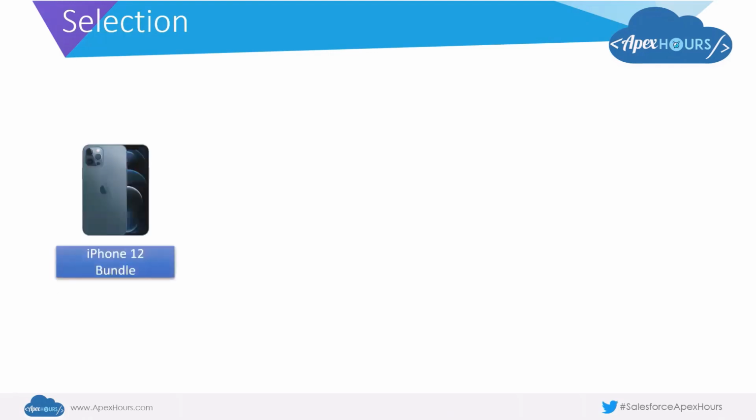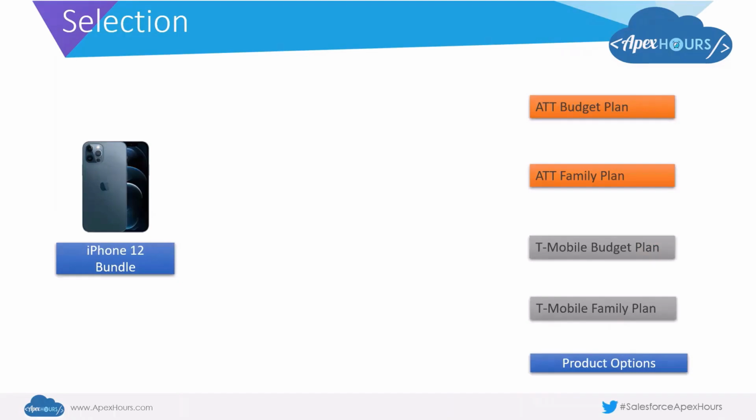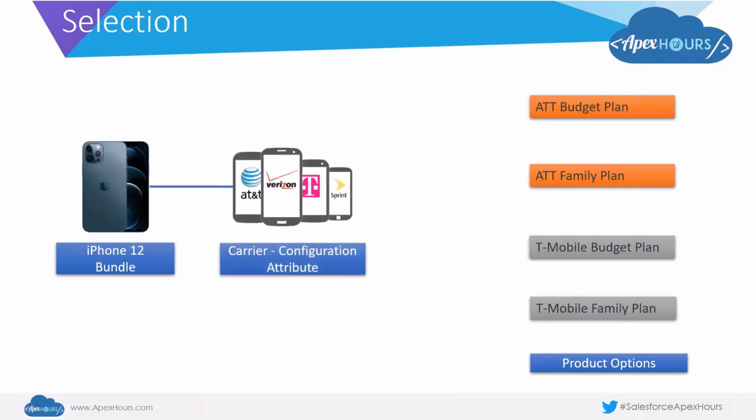So the first use case is we have an iPhone 12 bundle, and we have multiple product options under that bundle. So it's like your cellular plans, right? You have ATT budget plan, ATT family plan, T-Mobile budget plan, T-Mobile family plan. These are all different product options against this particular bundle. And we have a configuration attribute for carrier. If you remember from our attribute session, we had created this configuration attribute to filter carrier like ATT, T-Mobile, so that we can pick cellular plans based on that.